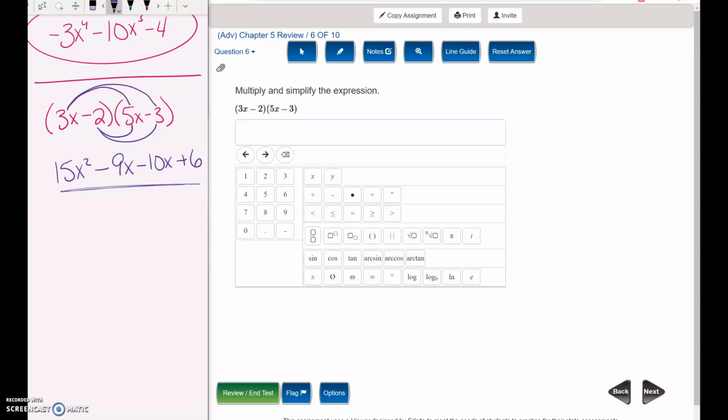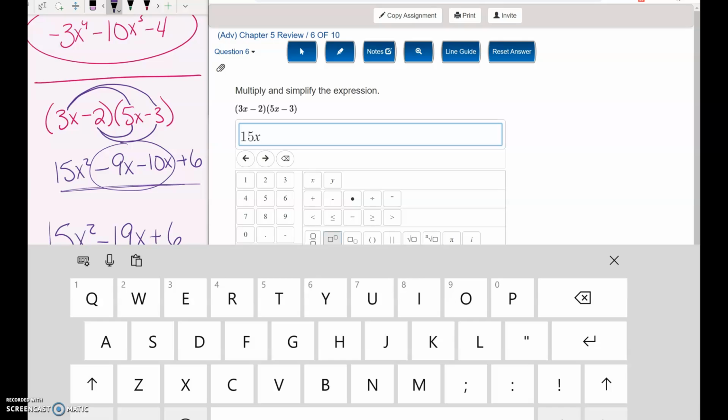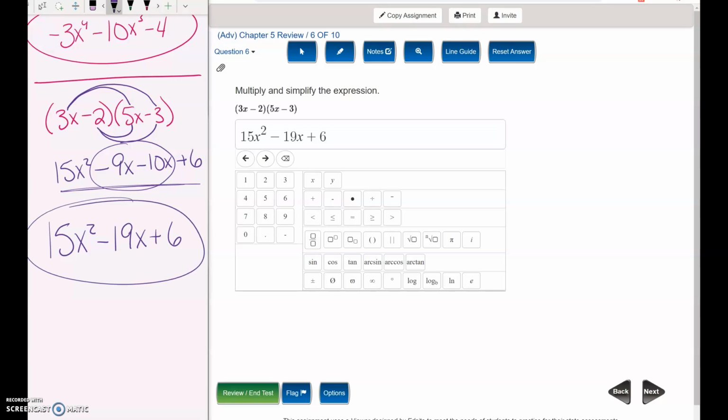Now, if you type it in like this, it is going to give you the wrong answer. You have to combine your like terms. So 15x squared minus 19x plus 6. 15x, exponent button, square, get out of your exponent, minus 19x plus 6. And before you go on, make sure that what you have on your paper matches what you've typed in there, that you're confident that you have entered that correctly. If you need help with the math entry, make sure you let me know.